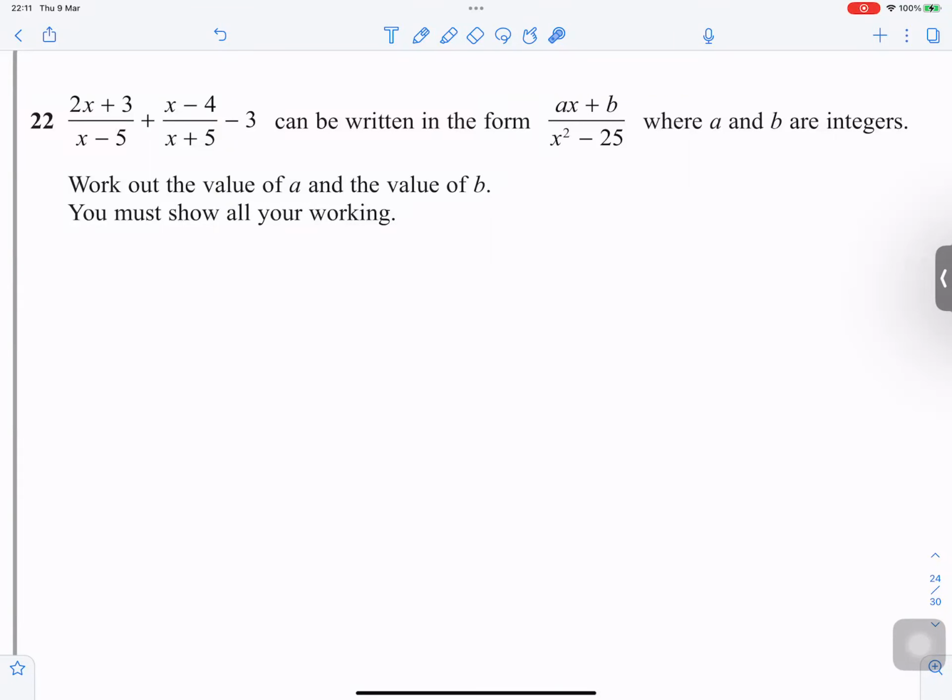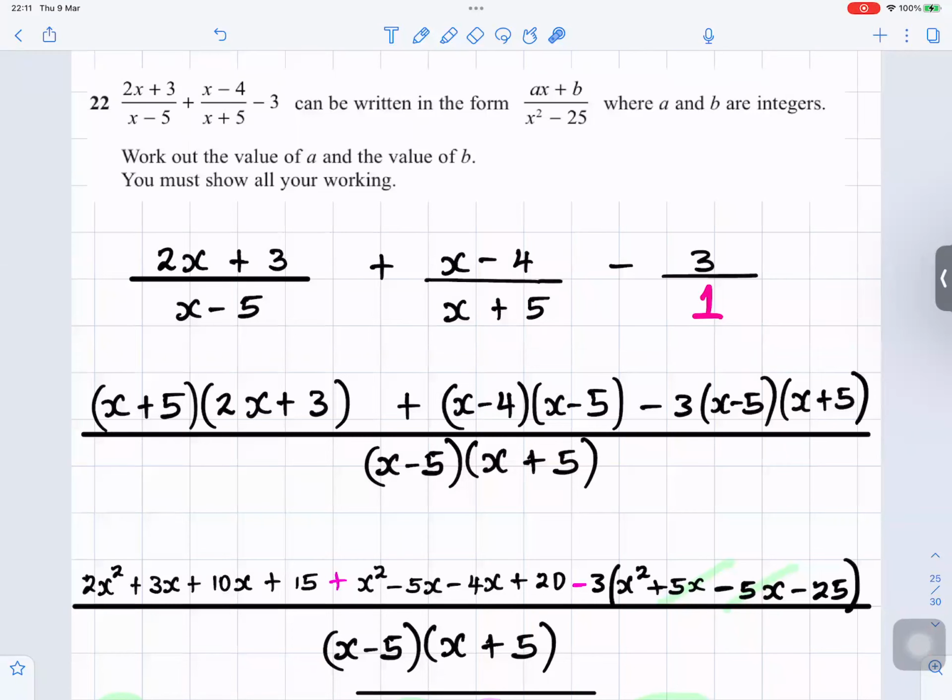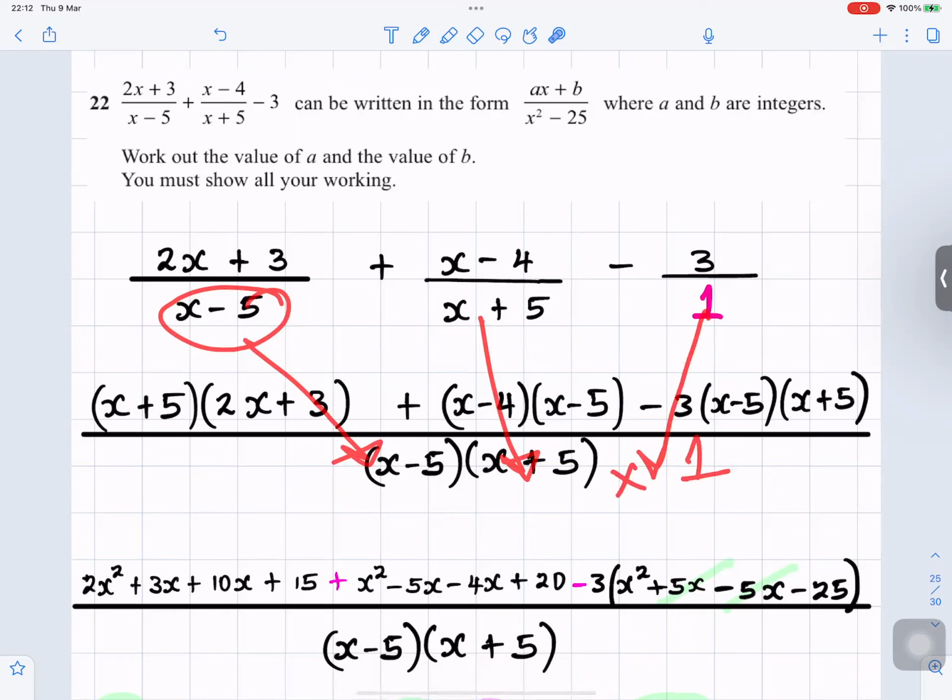Question number 22. We want to show that this expression can be changed to this form, where a and b are integers, which we need to work out the values of, and we must show our working. So we need to add the 2 things on the left and then minus 3 after. So the lowest common multiple is x minus 5, x plus 5, and there's the 1 there, which we didn't write.